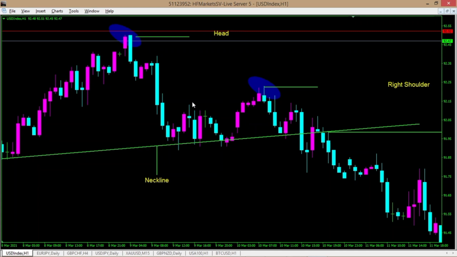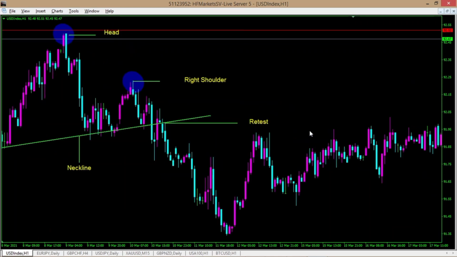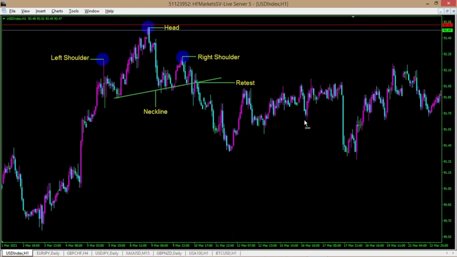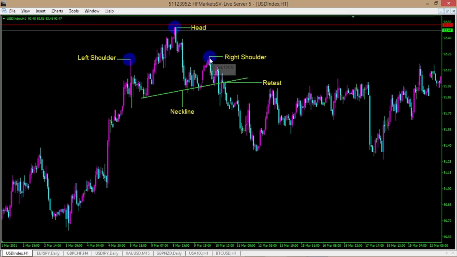So price has made a lower low, clearly here. So you made a lower low and then tested our neckline. So we will now place a sell there. Why do we place a sell there? Well, because this thing has failed to make another higher high.